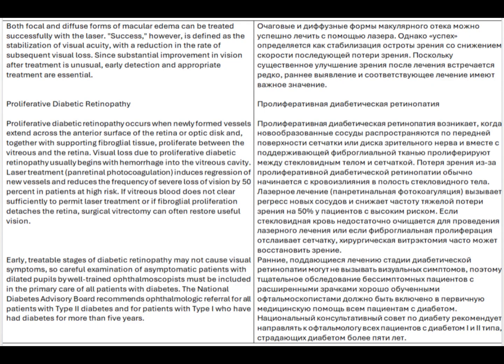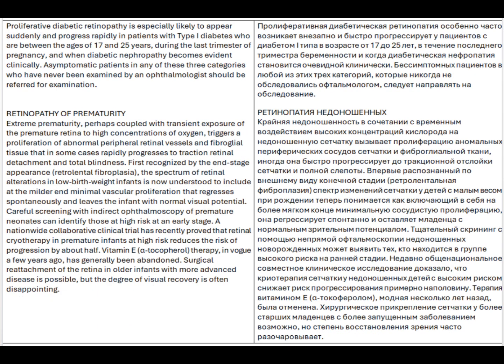The National Diabetes Advisory Board recommends ophthalmologic referral for all patients with type 2 diabetes and for patients with type I who have had diabetes for more than 5 years. Proliferative diabetic retinopathy is especially likely to appear suddenly and progress rapidly in patients with type I diabetes who are between the ages of 17 and 25 years, during the last trimester of pregnancy, and when diabetic nephropathy becomes evident clinically. Asymptomatic patients in any of these three categories who have never been examined by an ophthalmologist should be referred for examination. Retinopathy of prematurity.